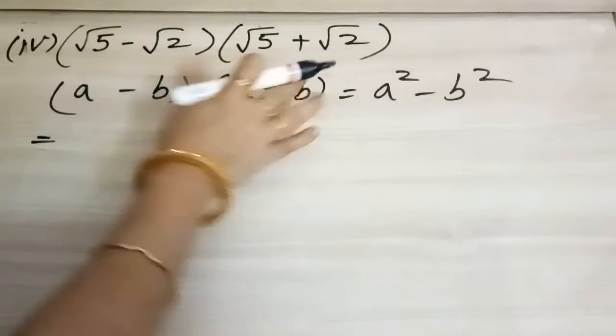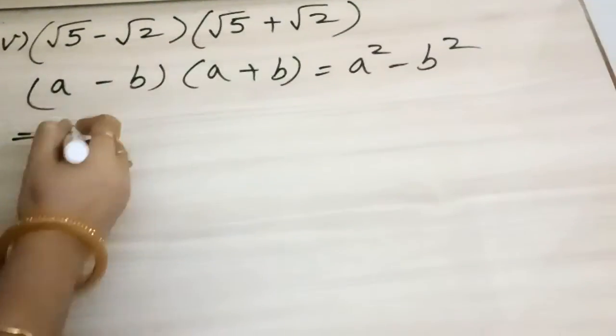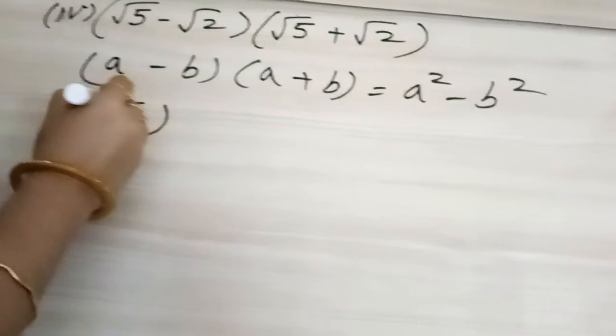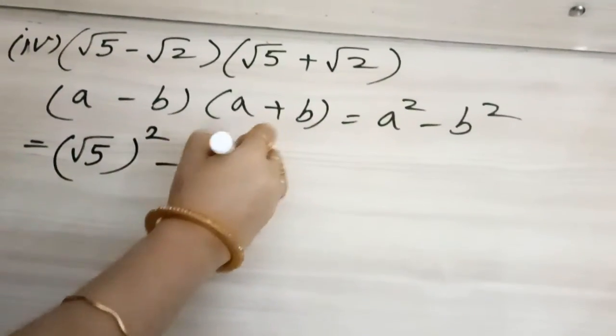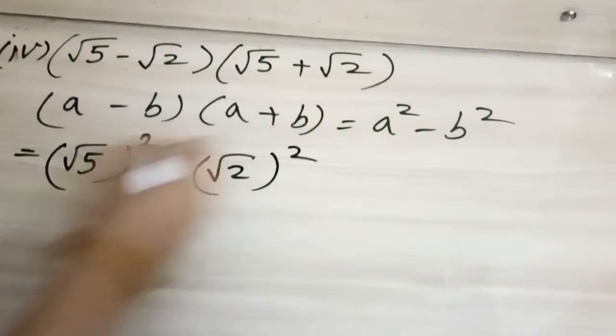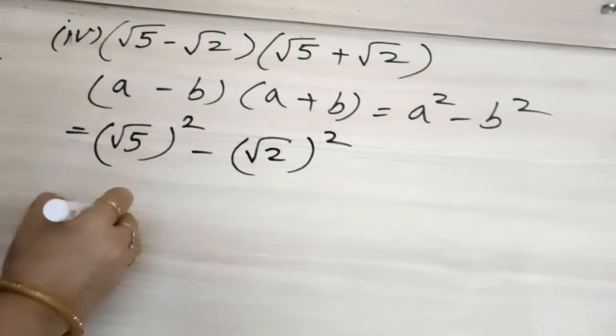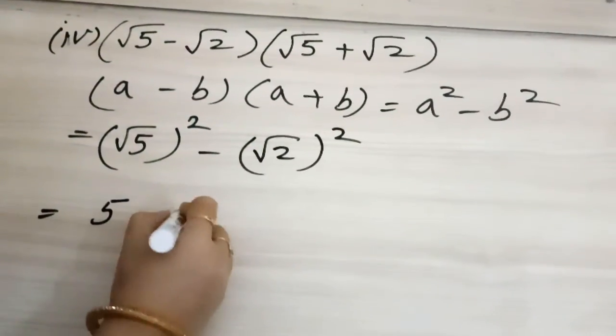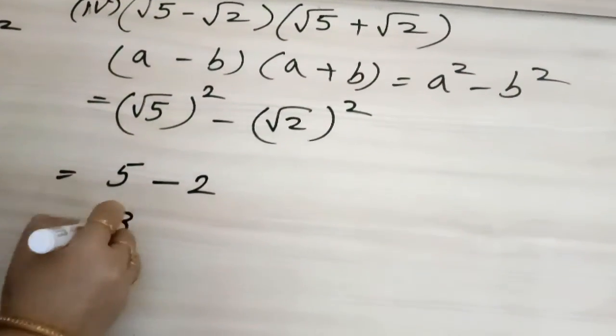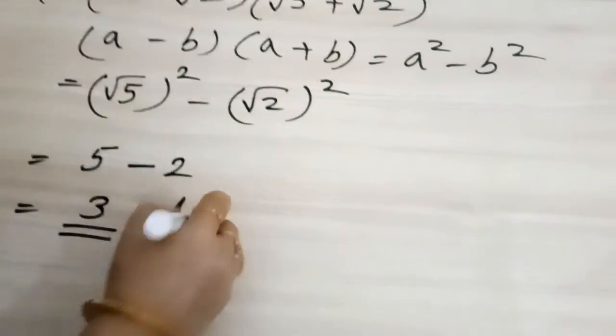Now directly putting the values, because the expanded form is given, we will use this. So root 5 square minus root 2 square. Root 5 square will be 5, minus root 2 square will be 2, equals 3, and this is our answer.